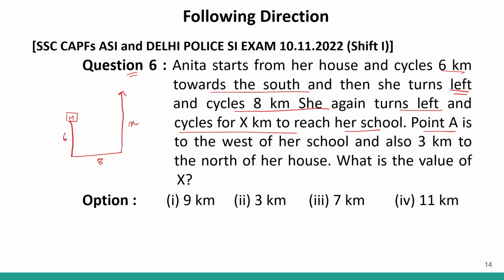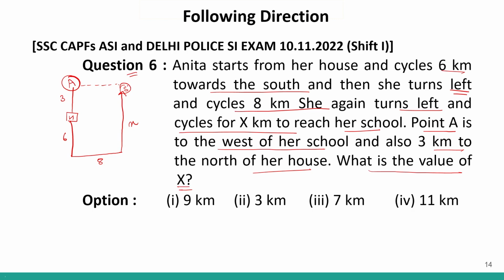Point A is to the west of her school. So let's say this is the school's location. Point A is west of her school and also 3 kilometers to the north of her house. So 3 kilometers to the north of her house is a point A. And it is to the west of the school. Correct? So we know that point A and the school fall in the same line. We have to find out the value of X.